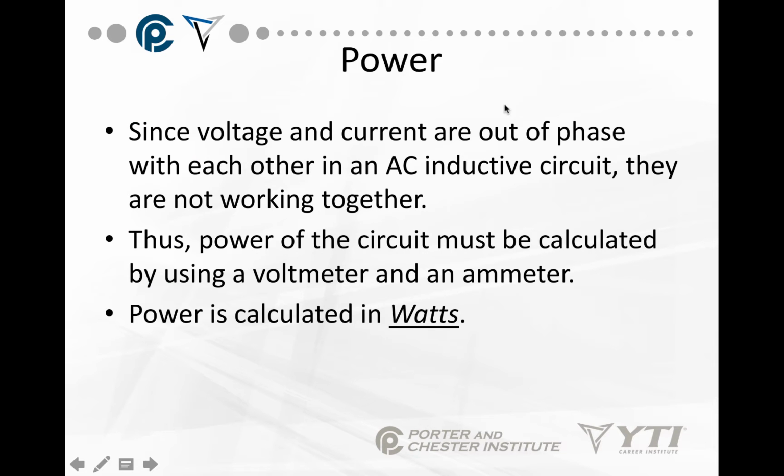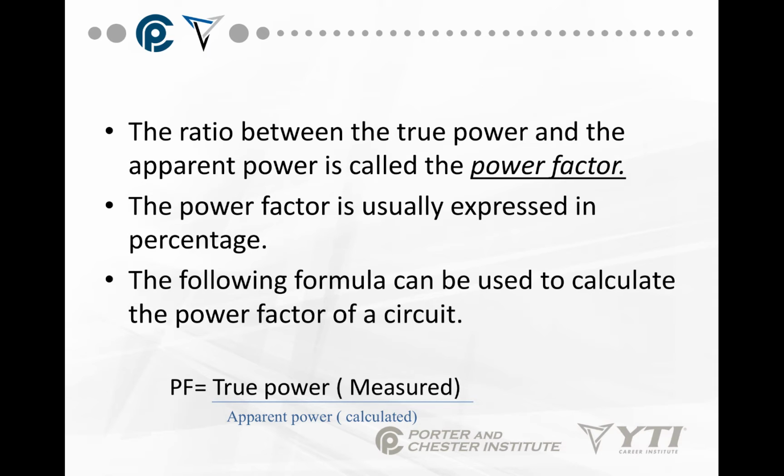Power is part of AC current as well. When voltage and current are out of phase in an AC inductive circuit, they are not working together. Thus the power of a circuit must be calculated by using a voltmeter and an ammeter. Power is calculated in watts. The ratio between true power and apparent power is called the power factor. The power factor is usually expressed as a percentage. This is the formula that can be used to calculate the power factor of a circuit: true power, which is measured, divided by apparent power, which is calculated.